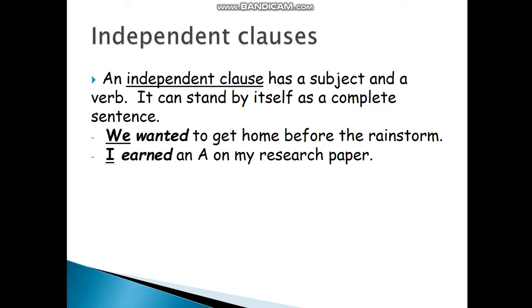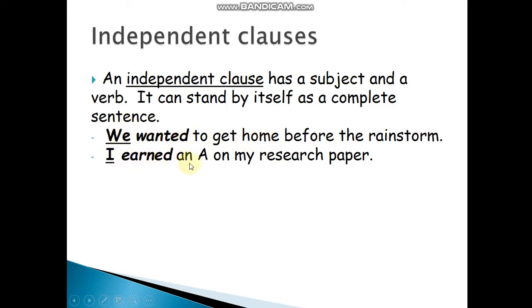We wanted to get home before the rainstorm. We is the subject, wanted is the verb. So this is a sentence. This is a sentence because it has an independent clause. We wanted to get home. Even if we end the sentence at home, we wanted to get home, that sentence has one independent clause. It has a subject and a verb, and it can stand by itself as a complete sentence.